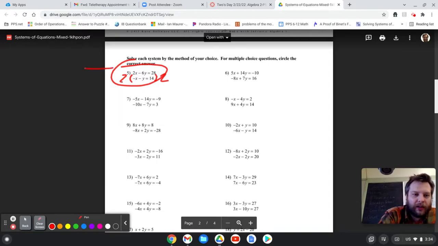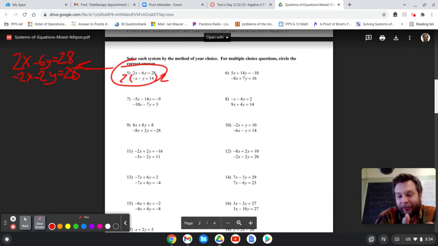So I'm going to slide over here to the left. Top equation is 2x minus 6y equals 28. Bottom equation times 2, negative 2x minus 2y also equals 28. I could have multiplied the bottom equation by 6, and then they would have both had 6y, and it works the same. I could even have multiplied the top equation by a half, and it would have worked also.